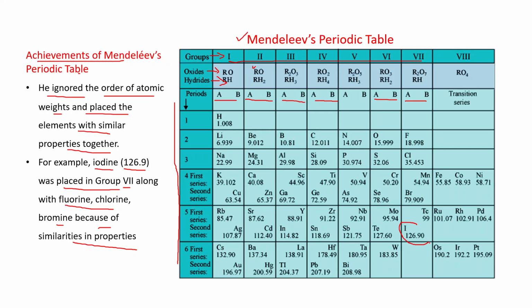This is iodine, atomic mass 126.9, and this is tellurium, atomic mass 127.6. According to this, if he arranged the elements in increasing order of atomic mass, then iodine should come before tellurium. But he reversed this order. Why? Because the properties of iodine are similar to bromine, chlorine and fluorine.